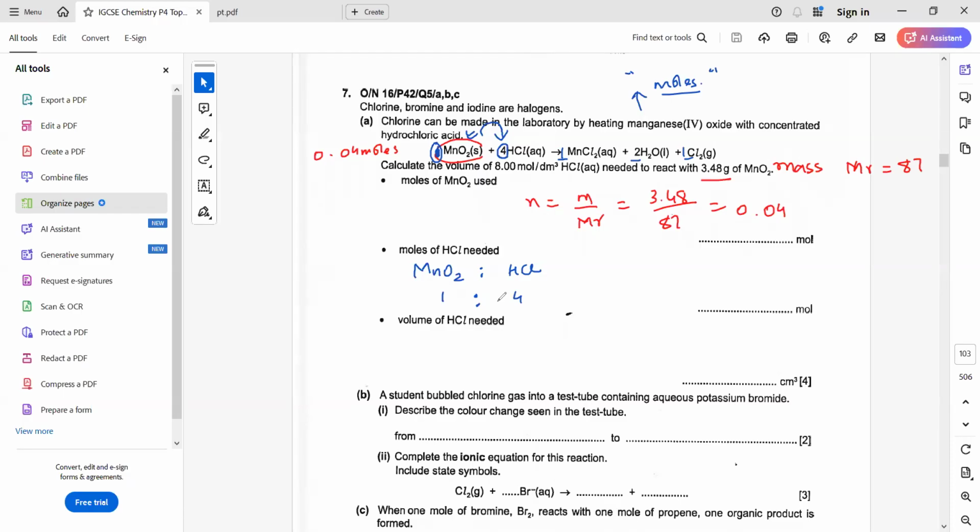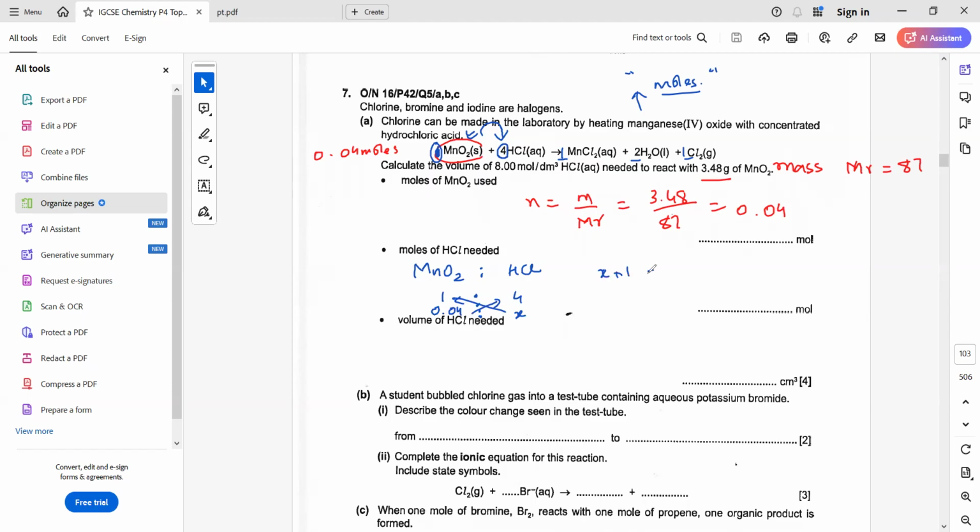Okay. So how many moles of Mn do we have? We have just calculated MnO2. That was 0.04 moles, right? So that means the moles of HCl required would be X, that's unknown. So you can use this ratio proportion technique.